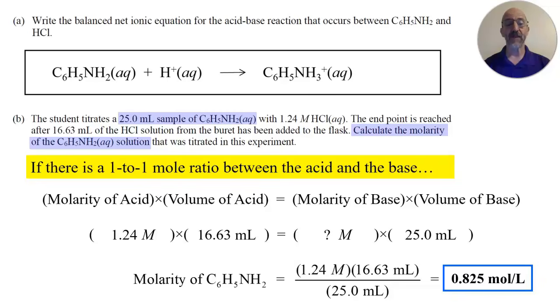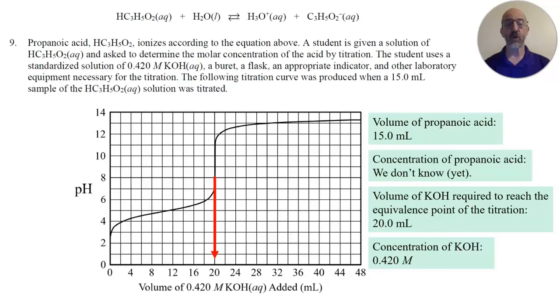And you can only use this if there is a 1-to-1 mole ratio between the acid and the base. And luckily, this is a 1-to-1 mole ratio. So you can see that there's 1 mole of propanoic acid for every 1 mole of potassium hydroxide. This is a monoprotic acid, so it's going to require that 1-to-1 mole ratio between the acid and the base.